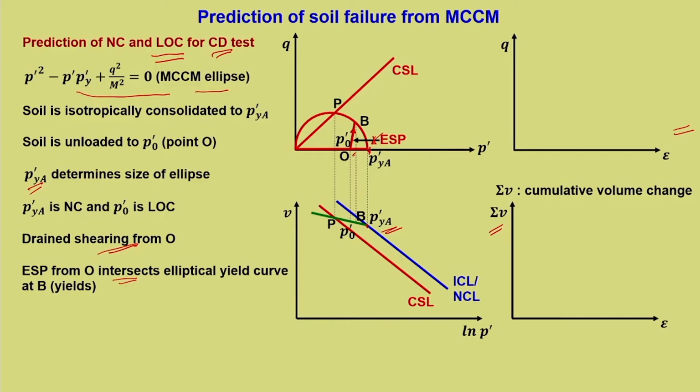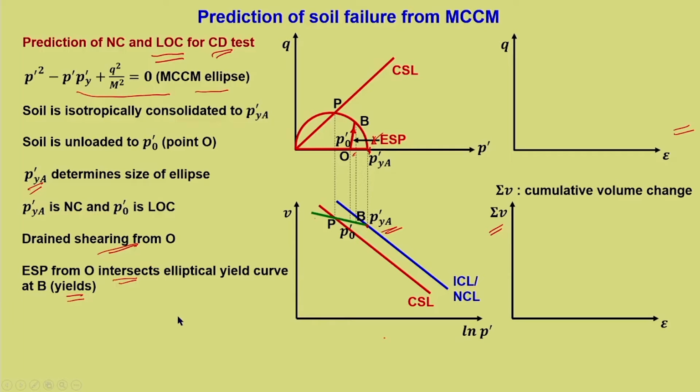So, it is slightly difficult, because if you try to map it, then the amount of space available is quite less. So, you can see that from P naught dash it should move towards B. ESP from O intersects the elliptical yield curve at B, where it yields. Now, you need to note one important thing: from O to B it is elastic behavior, and hence it has to move along this green line, that is the loading unloading line.